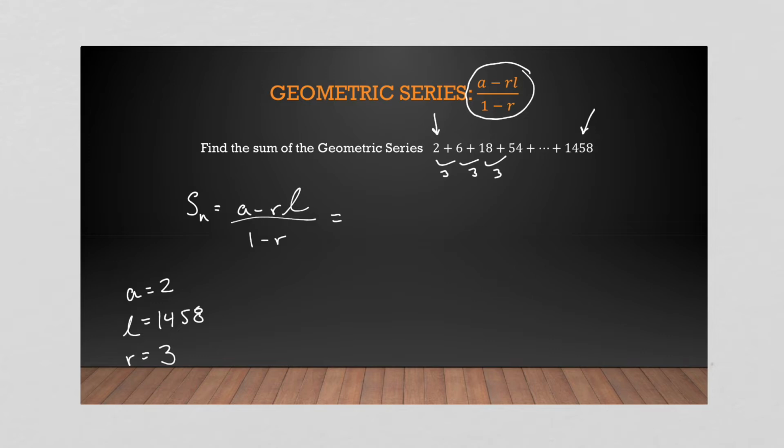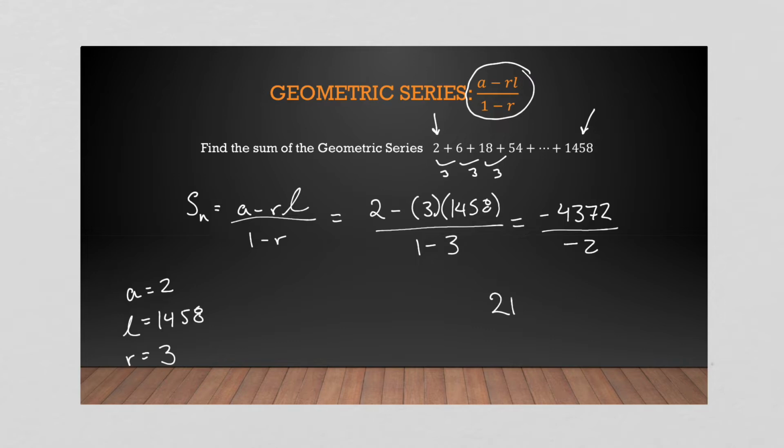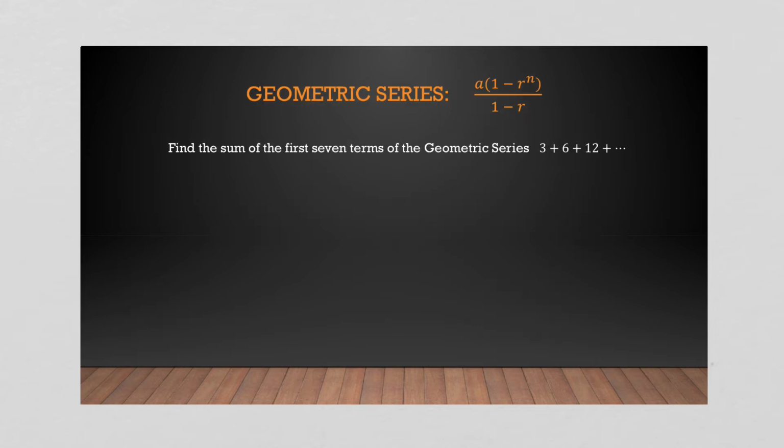So the sum of n terms is 2 minus 3 times 1458 all over 1 minus 3, which is negative 4,372 over negative 2. So we get a sum total of 2,186. So there's nothing overly complicated here. It all comes down to the information that you have, and we can move from there. So let's look at another one.